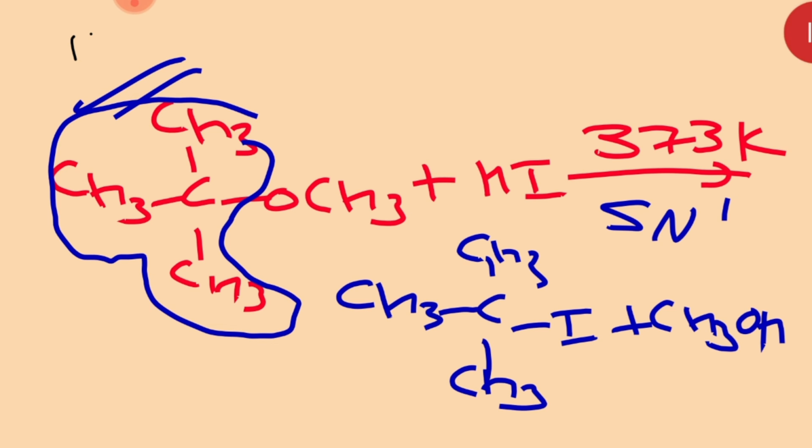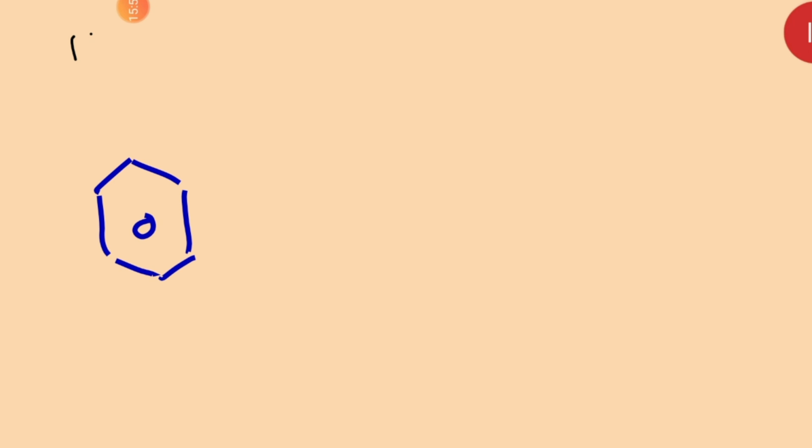Understood my point? All of you, are you getting my point? Why? Because this tertiary will form a tertiary carbocation, that is why. Clear? So this is why this way only. We have one more example regarding this only. Please see, benzene is here, then after that OCH3 plus HI.